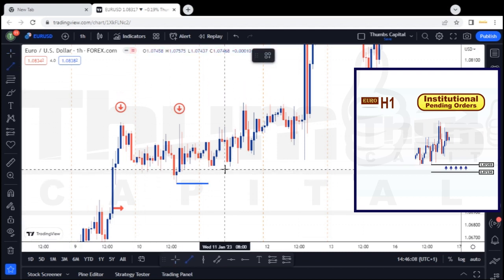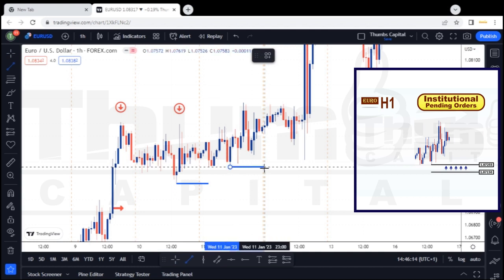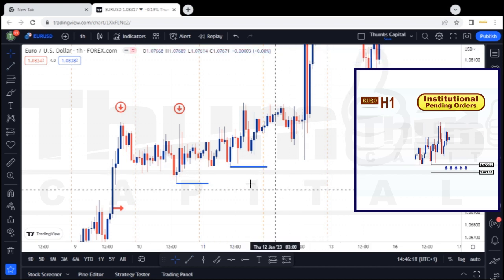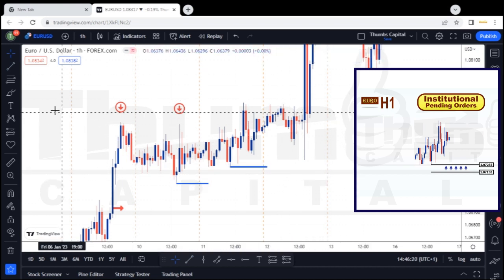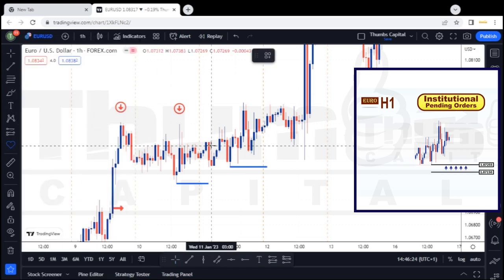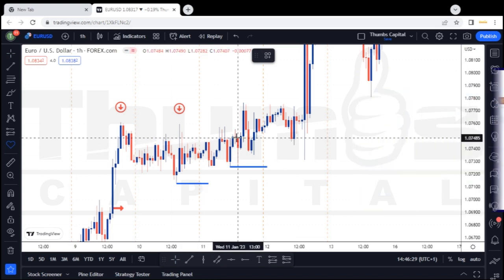For Wednesday, 11th of January, we got a bullish pending order at 1.07255. So we will mark that with a blue line to show it's a pending order. When you see pending orders, always remember the fact that it represents two things, namely an active order in the same direction and a pending order to protect the active order, meaning the institution still holds that direction as their bias.